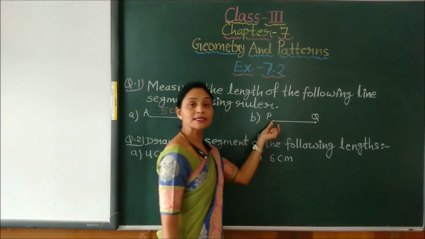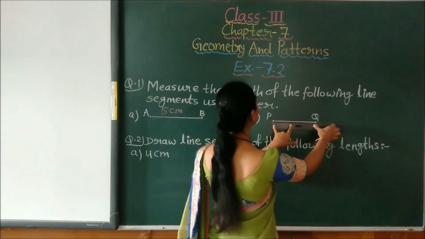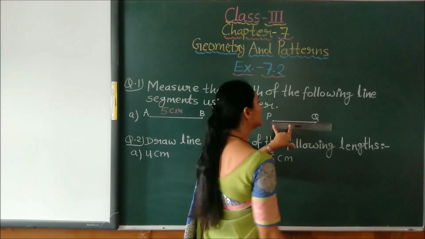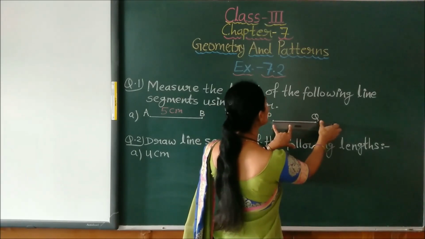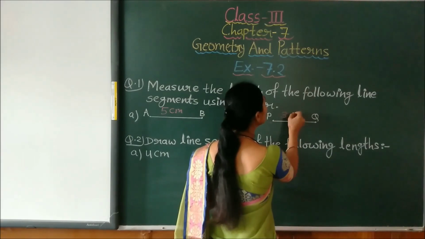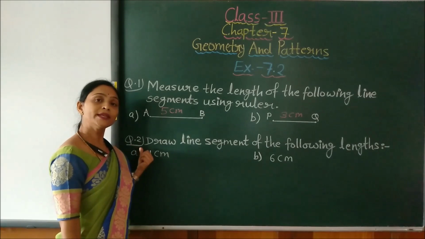Yes, now we will measure this one also the same way. See, we will place our ruler like this. 0 should be here on the initial point. Yes, now we will see how much it is. So it is 3 centimeter. So we will write here 3 centimeter. Yes. In the second question what to do?